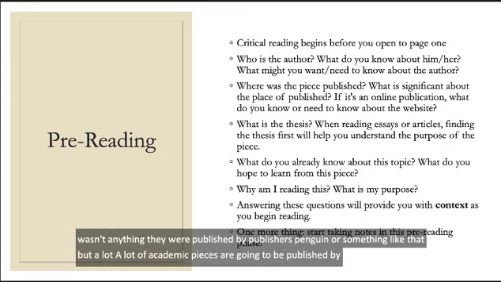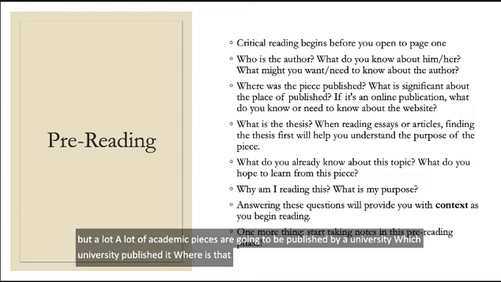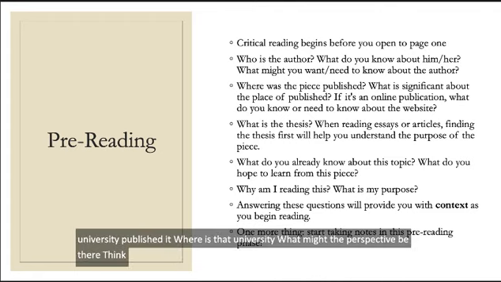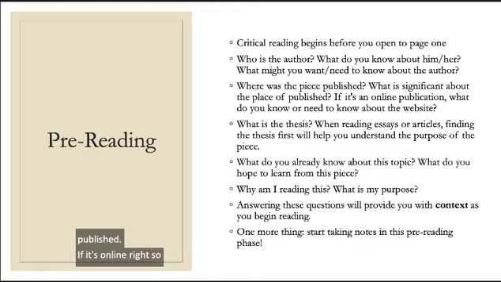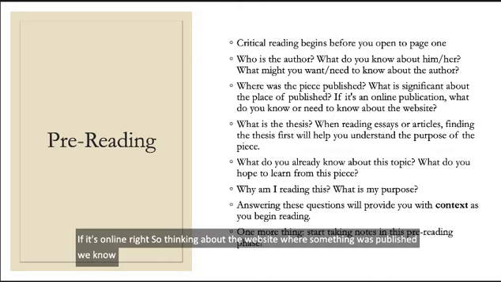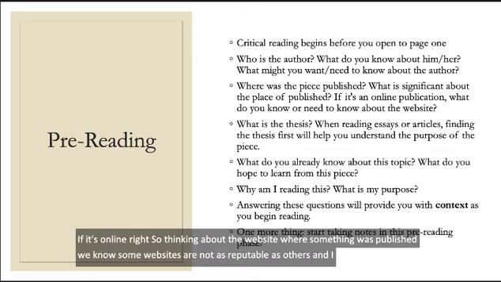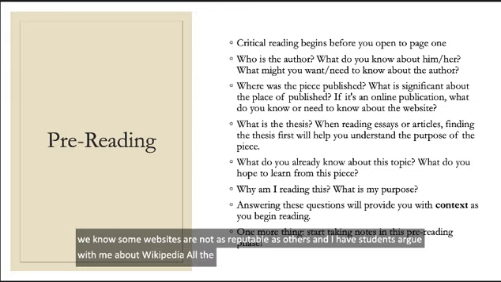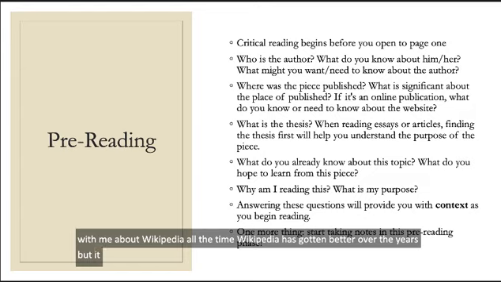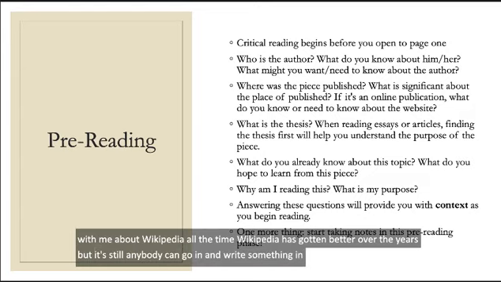Which university published it? Where is that university? What might the perspective be there? Think about what's significant about the place that this was published. If it's online, right? So thinking about the website where something was published. We know some websites are not as reputable as others, and I have students argue with me about Wikipedia all the time. Wikipedia has gotten better over the years, but it's still, anybody can go in and write something in Wikipedia. So just be very careful with websites like that.